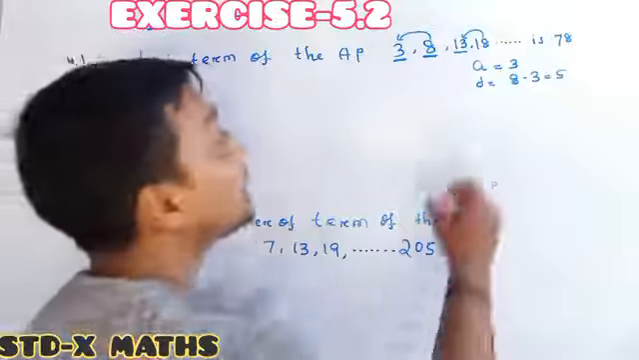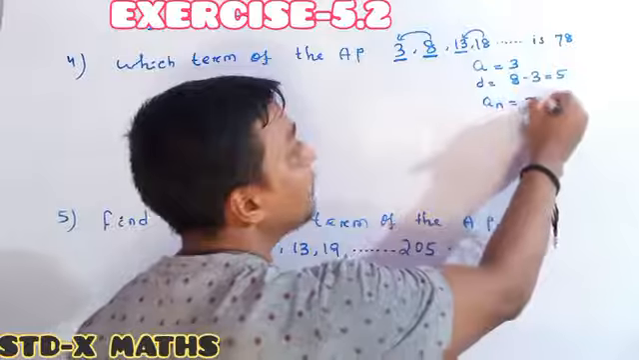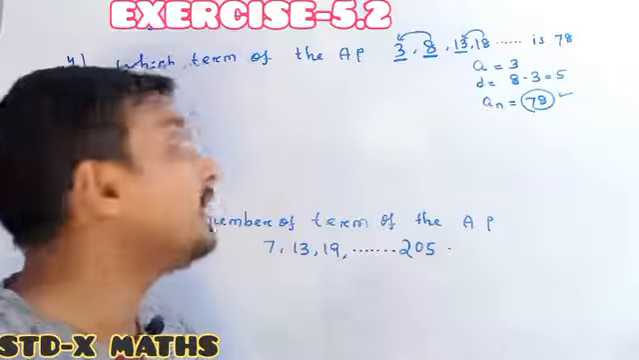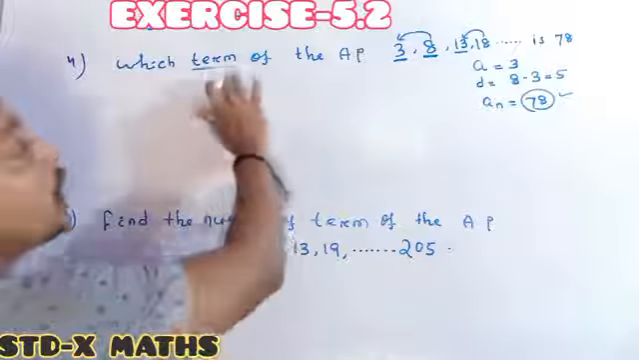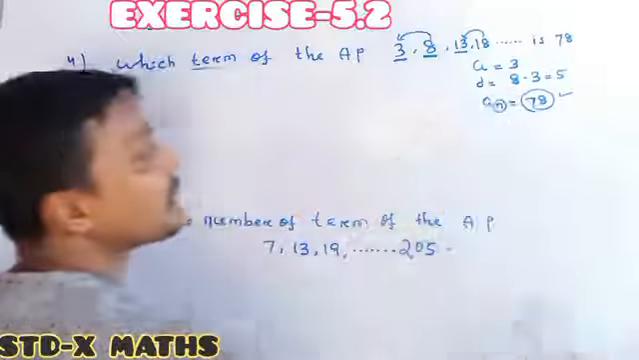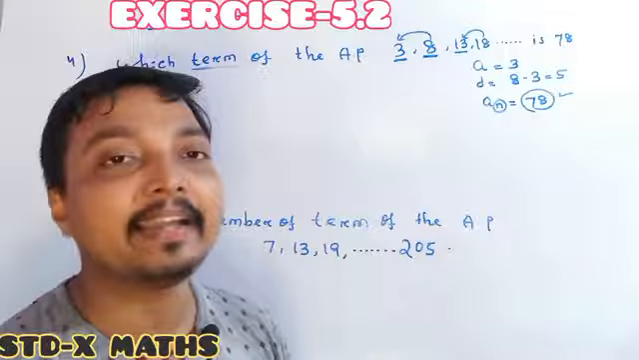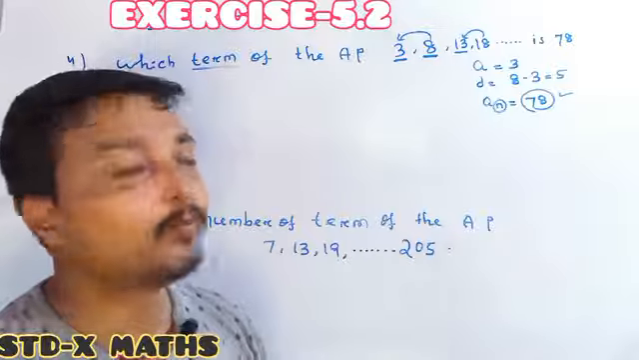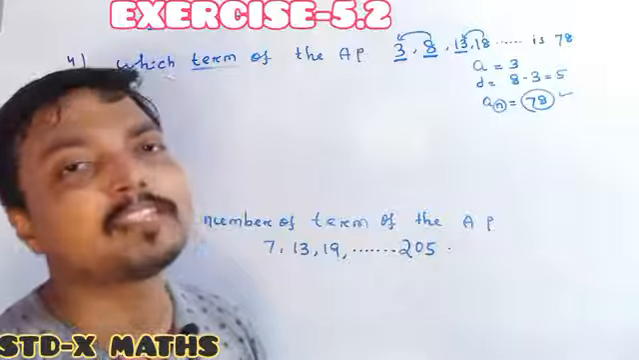Then, which one is the number of a term? N will be how much, such that an is 78. It means the term is 78. The term is already given as 78. Here it is asked which term. Which term is 78? Suppose the nth term is 78, so I wrote an is 78. The question asks n is how much in number? Whether it will be the second term, or third term, or 20th term, or 40th term.